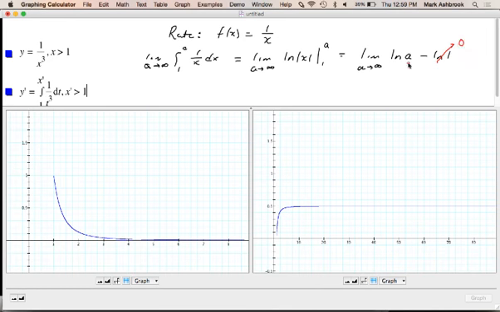So what does natural log do when a gets really large? Remember what the natural log graph looks like? Does it level off, or does it just keep getting larger? Natural log just keeps getting bigger and bigger and bigger.